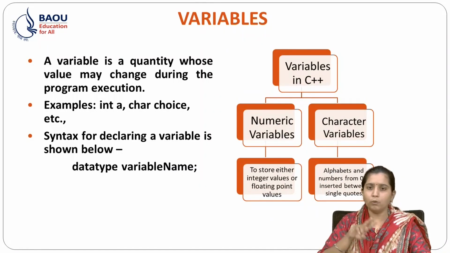There are total two types of variables in C++. First is numeric variables and second is character variables. In numeric variables, the integer values or floating point values are there to store the numeric values. And in character variables, alphabets and numbers from 0 to 9 inserted between single quotes are considered as character variables.